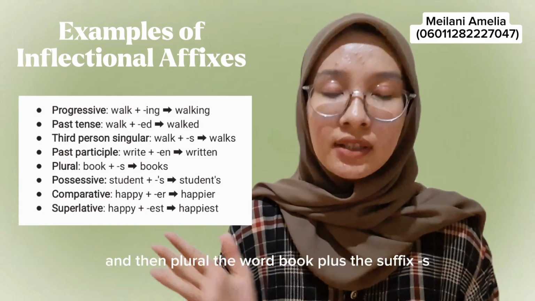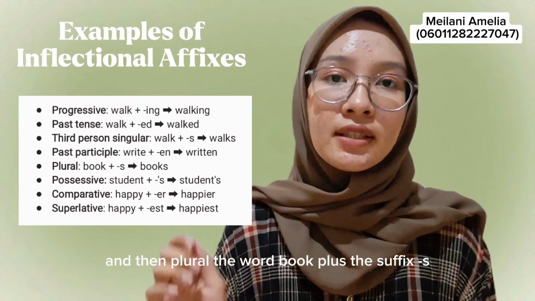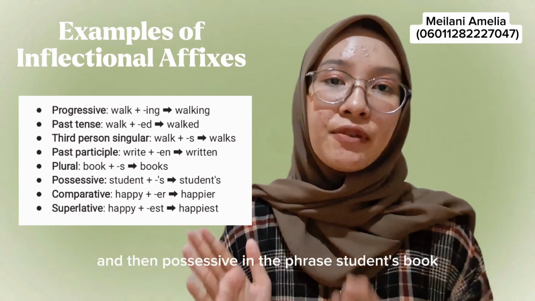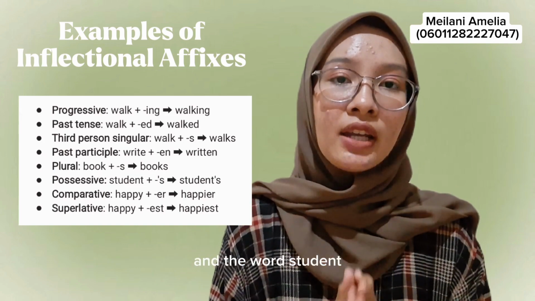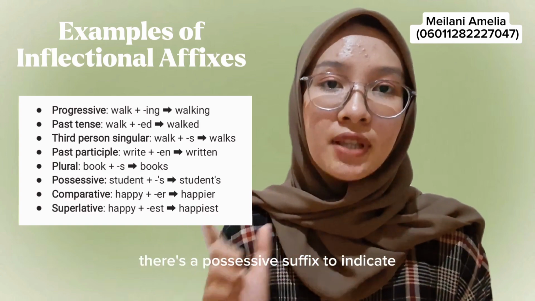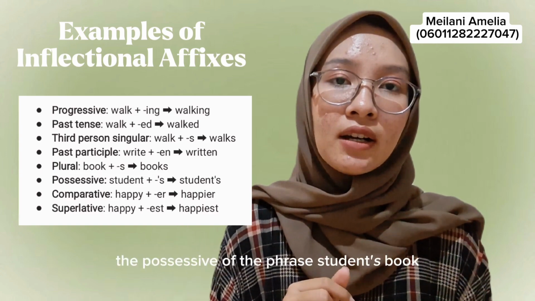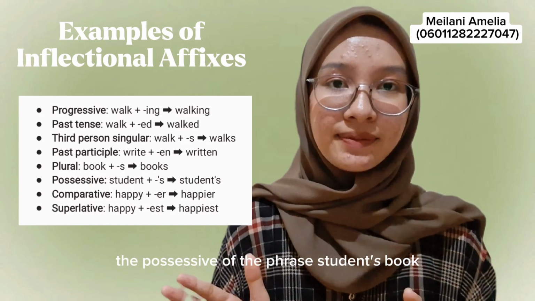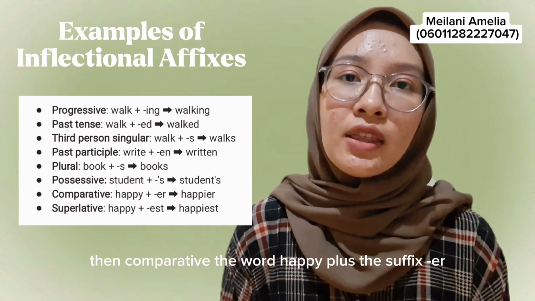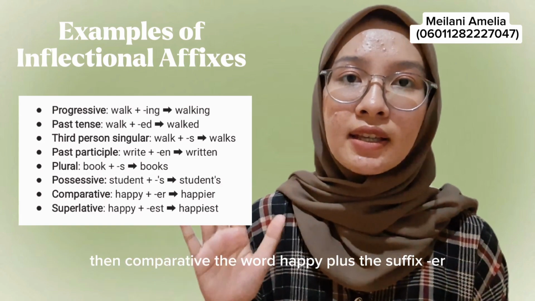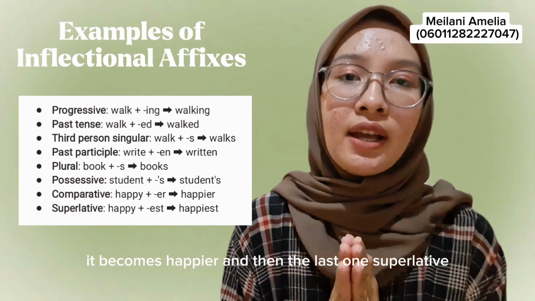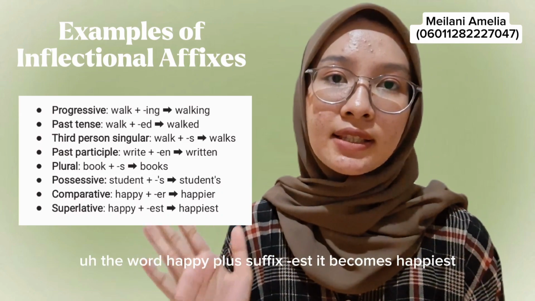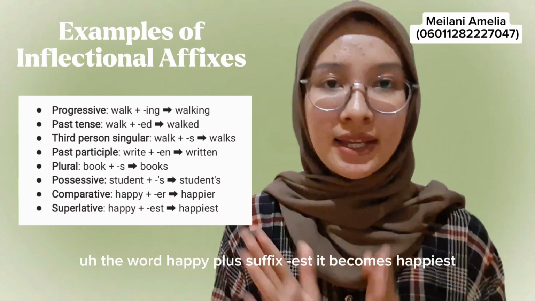And then plural, the word book plus the suffix s, it becomes books. And then possessive, in a phrase student's book, in the word student, there's a possessive suffix to indicate the possessive of the phrase, student's book. Then comparative, the word happy plus the suffix er, it becomes happier. And then the last one, superlative, the word happy plus suffix est, it becomes happiest.